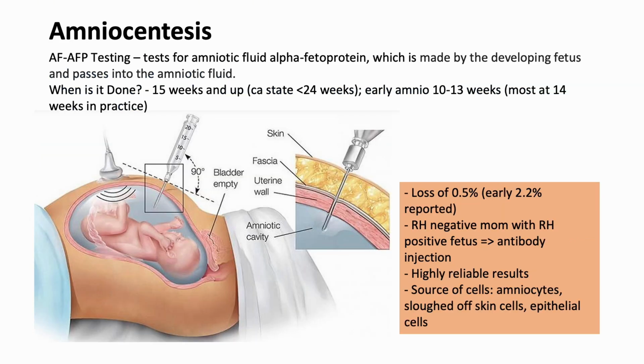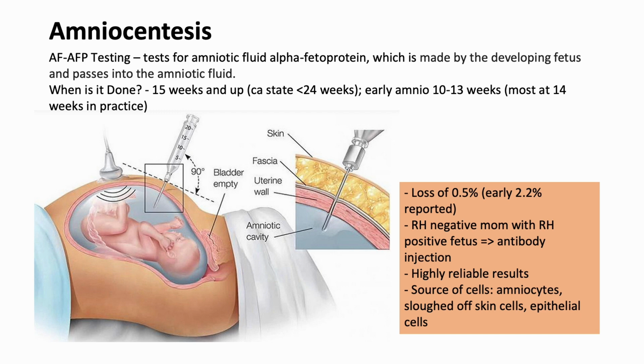Next, let's discuss amniocentesis, which involves inserting a thin, sterile needle through the abdominal wall and into the uterus, guided by ultrasound, to collect a small sample of amniotic fluid surrounding the fetus. This fluid contains cells shed by the fetus, which can be analyzed for genetic and developmental conditions. One of the key tests performed during this procedure is AFP testing, which measures alpha fetoprotein in the amniotic fluid. This protein is produced by the developing fetus and can provide valuable insights into fetal health.